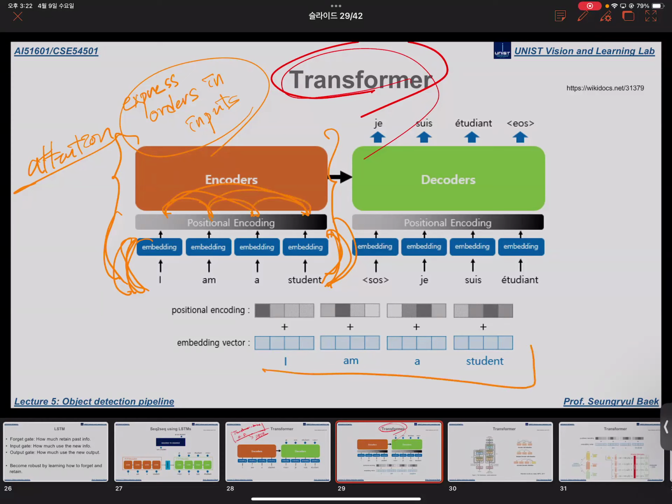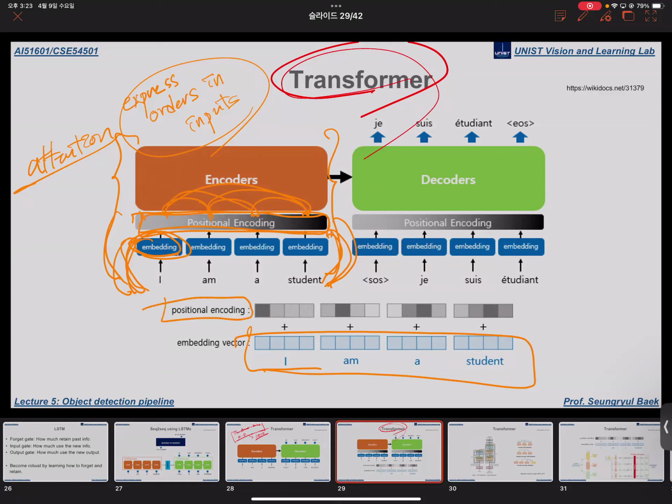But humans perceive this sentence as having some order between words, okay? But in the encoder of the transformer, we cannot explicitly represent the order of the words. Because of that, we have to encode the position of each input. That's called positional encoding.